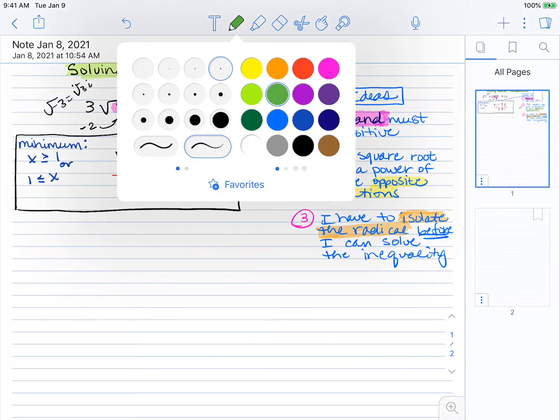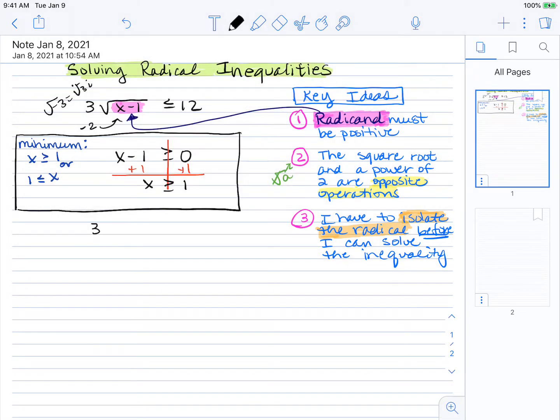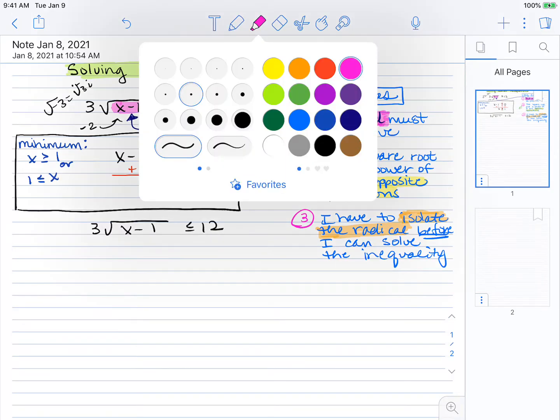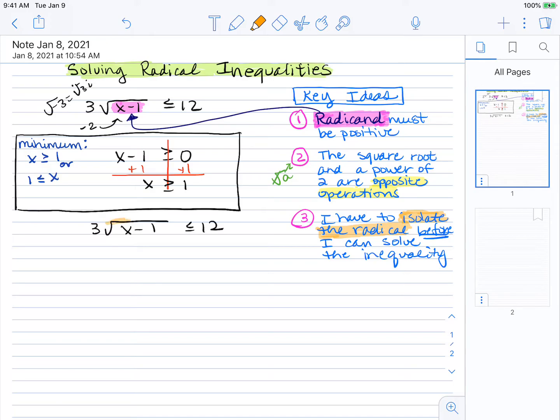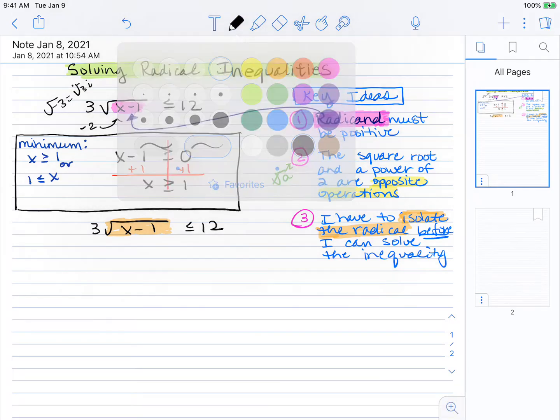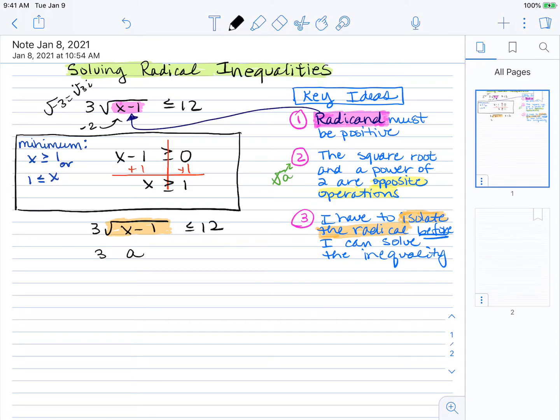So I'm going to rewrite this problem and say I've got 3 radical x minus 1 is less than or equal to 12. And I'm going to say that this part right here, well, this is the whole radical. And I have to isolate that first. So I'm going to treat it as if it's an a. So let's say, what if I had something like this? I had 3a is less than or equal to 12. So I'm treating that radical as if it's just a variable. And I would divide by 3, and I divide by 3, and that's how I would get that alone.